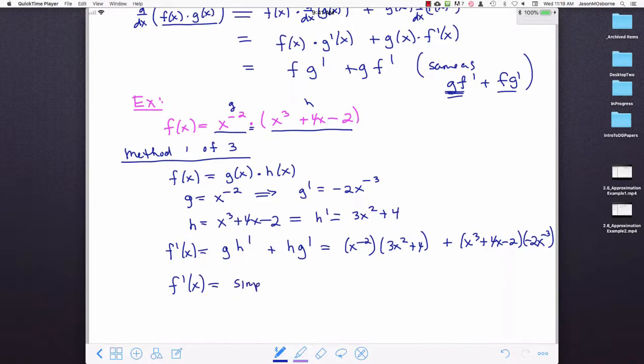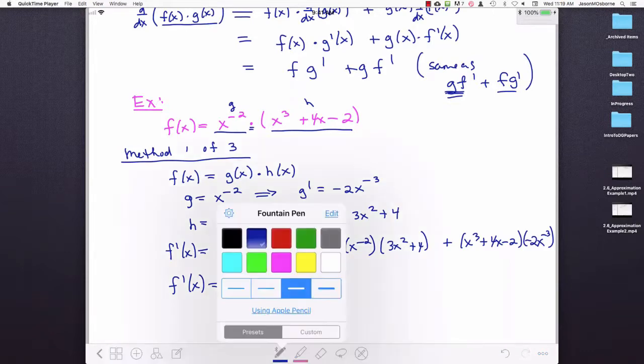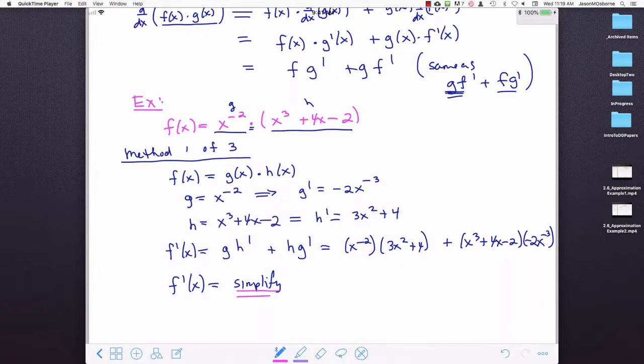And it may help just to see what's going on here. It may help to simplify a little bit so we can see how all the methods that I'm going to show you are related. So to simplify, you would just distribute the x to the negative 2, so it would be 3x squared times x to the negative 2 plus 4x to the negative 2. Okay, that's distributing, plus distribute the negative 2x to the negative 3, so it would be negative 2x to the negative 3, x to the third, plus, minus 8x times x to the negative 3, plus 4x to the negative 3.